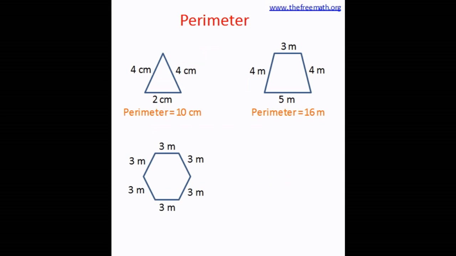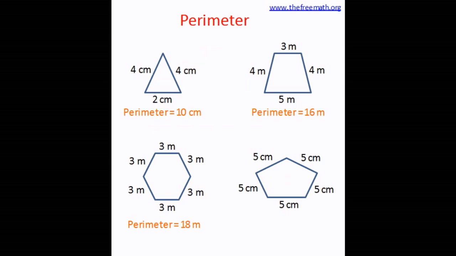Now here is a hexagon and each side of this hexagon is 3 meter. So the perimeter would be 3 multiplied by 6, because 6 is the number of sides. So 6 3s are 18 and the perimeter would be 18 meter. Now here is a pentagon and each side is 5 centimeter. So 5 5s are 25. That means the perimeter of this pentagon is 25 centimeter.